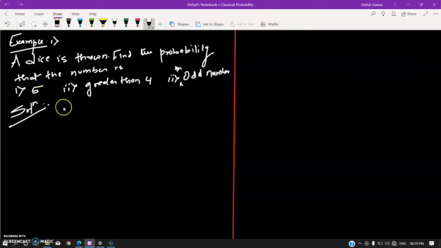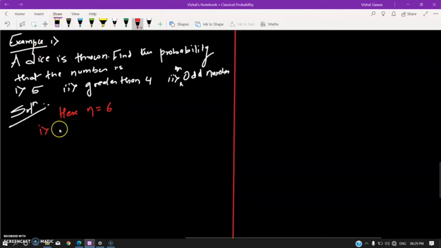So if I look at a dice, first of all, the total number of outcomes possible is 6. N is nothing but 6. Total number of outcomes is 6. Now, when a dice is thrown, how many times can we get 5? What are the possibilities to get the number 5? Only one, right? So in the first case, m is just 1.